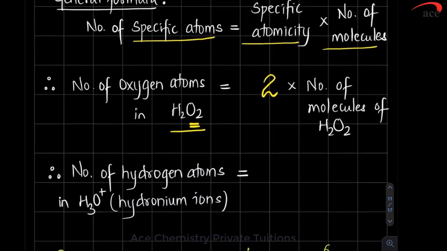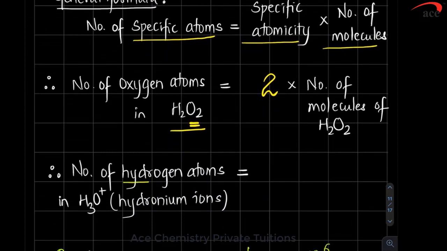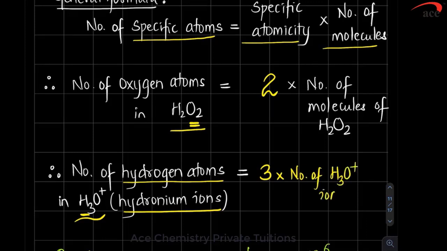You will get the number of oxygen atoms. Similarly, if somebody wants to calculate the number of hydrogen atoms in the hydronium ion, H3O+, how to get the number of hydrogen atoms? Take the specific atomicity of hydrogen. How much is it? 3, correct. And multiply by the number of hydronium ions. You will get the number of hydrogen atoms.